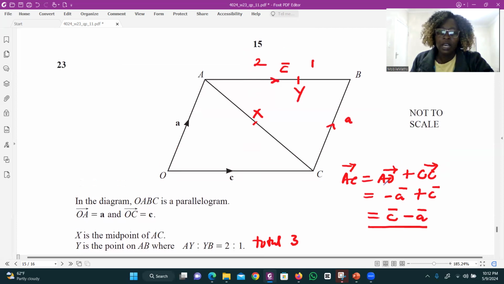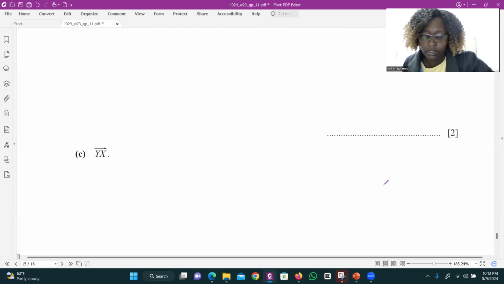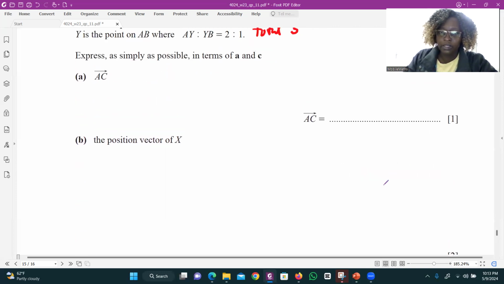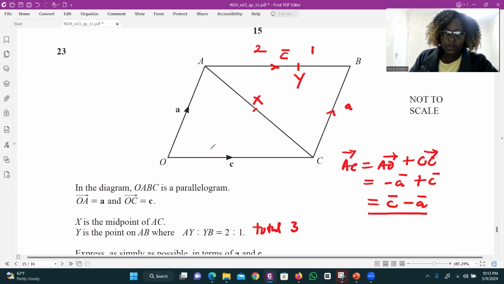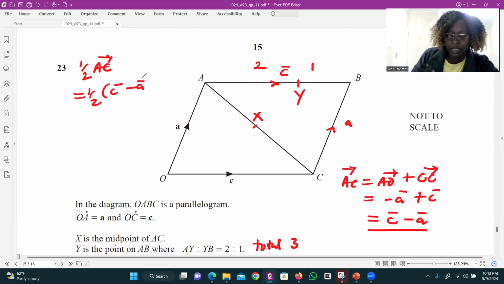So we want to find the position vector of X. If I come from AC, let's go A to X. A to X is basically half of AC. So the position vector is going to be equal to half of C minus A. That's the position vector there, AX.